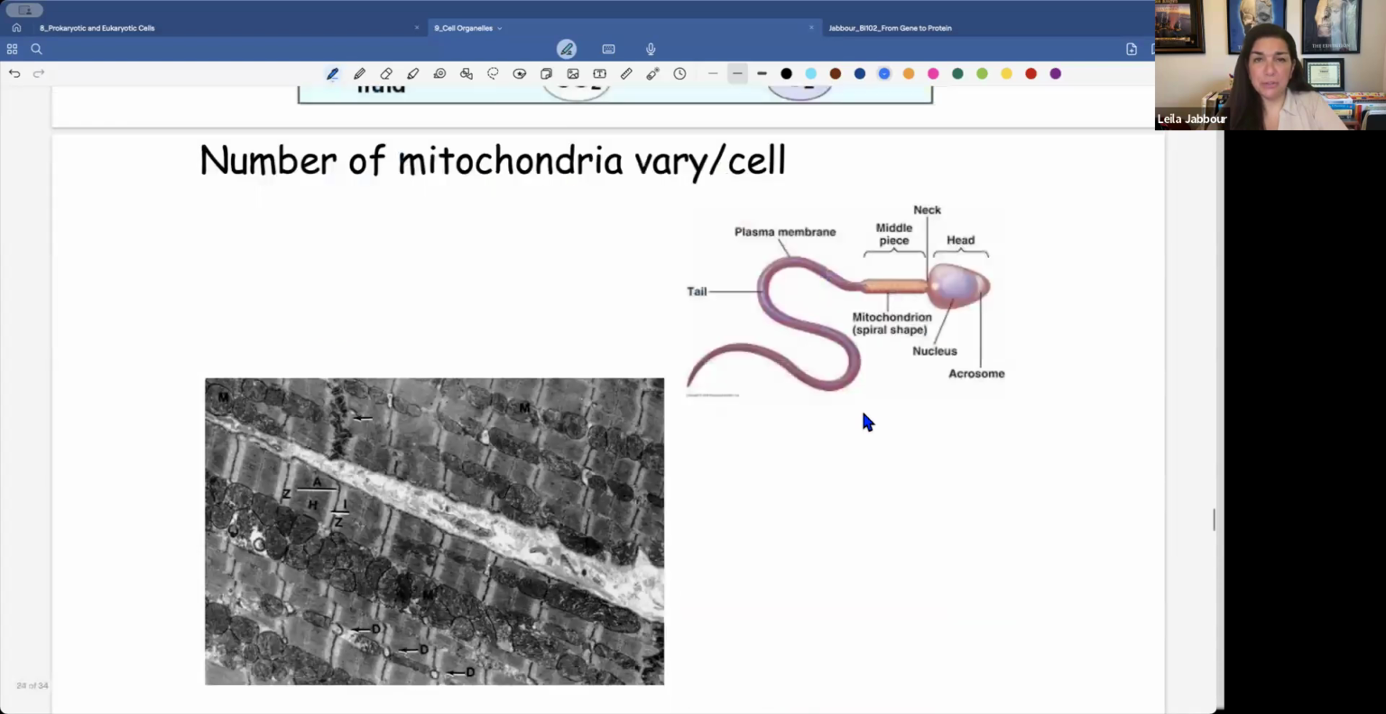Okay, so who needs energy, right? Not all cells need as much energy. I imagine hepatocytes in your liver don't need as much energy as, for example, this little sperm cell. Sperm cells need to swim, and they're competing with millions of other sperm cells to get to that oocyte that was ovulated by the female.